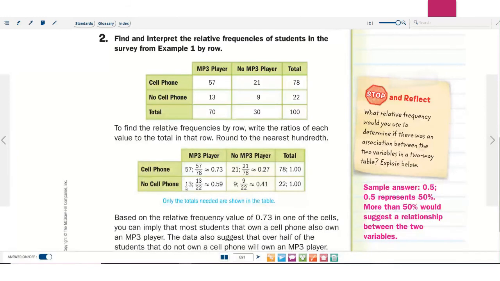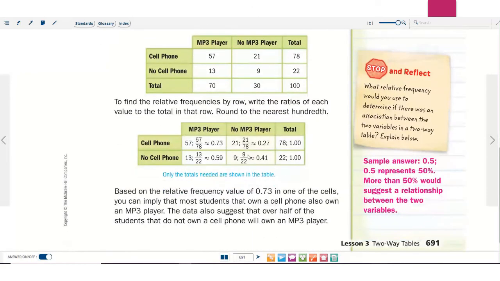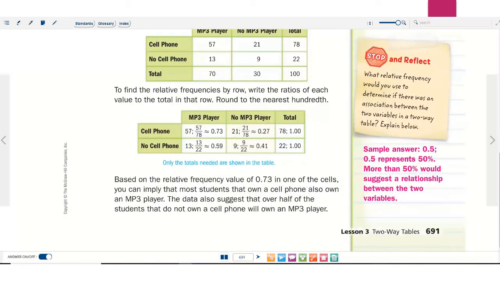Then I'm going to look at the no cell phone row. I've got 13 out of 22 total, which is about 59%, and 9 out of 22, which is about 41%, and again, when we add those together, we should get 100%. If it's asking you to interpret by rows, you just look at rows. You do not need to do anything with columns. And vice versa, if they ask you to interpret by columns, then you don't do anything with the rows.